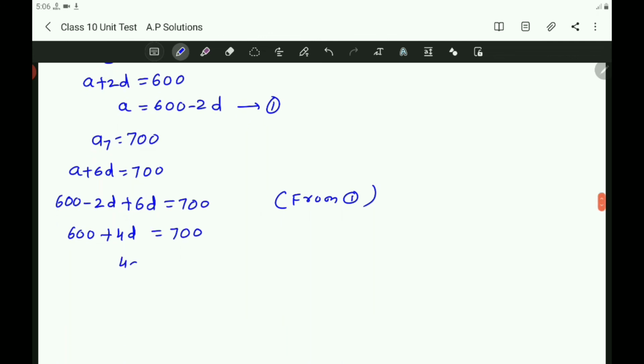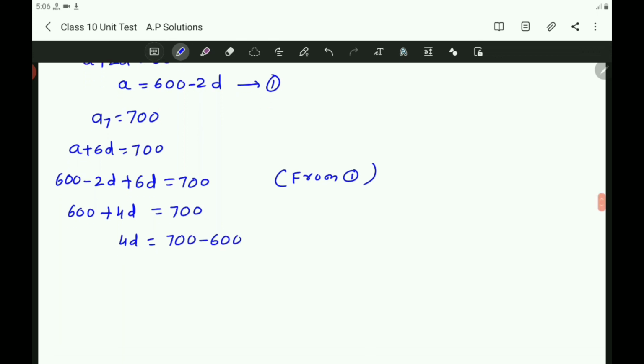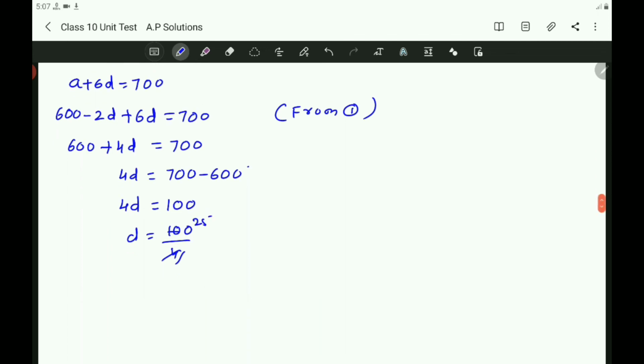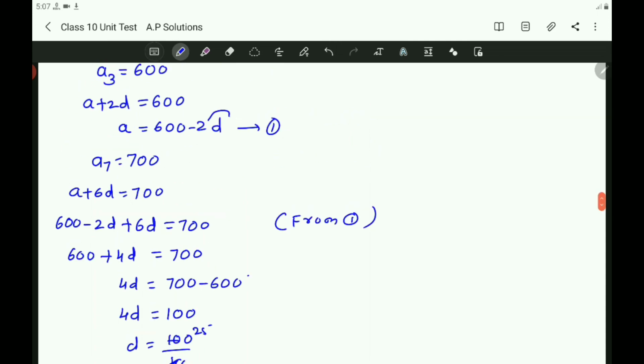Then you write 4D equals 700 minus 600. Transfer that 600 to the RHS. So you will get 700 minus 600. Then 4D equals 700 minus 600, which is 100. Then D equals 100 by 4. 4 ones are 4, 4 25s are 100. Then you got the value of D. What is the value of D? D equals 25.